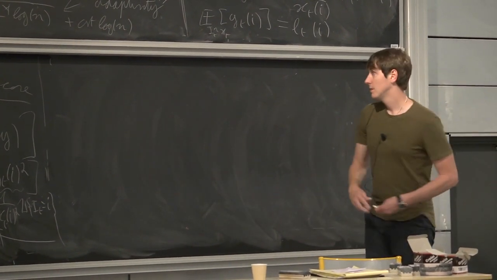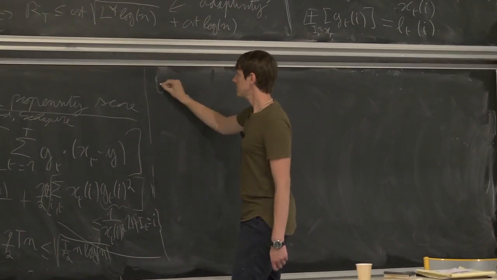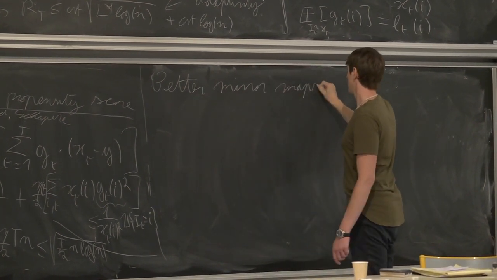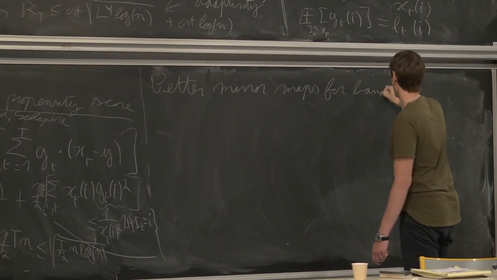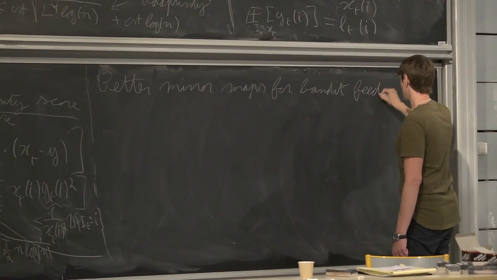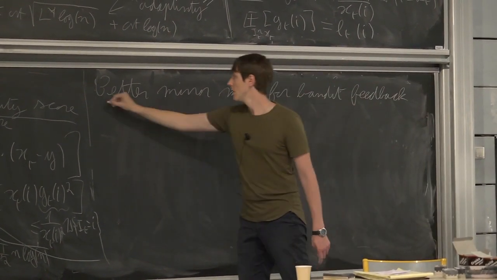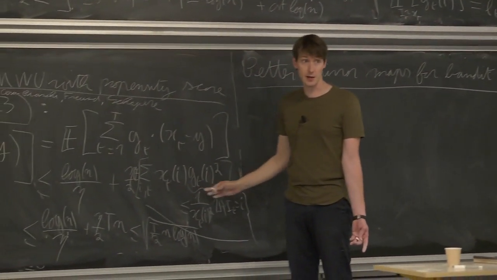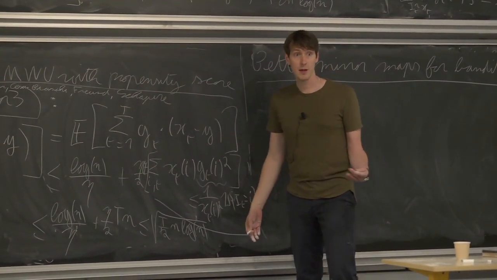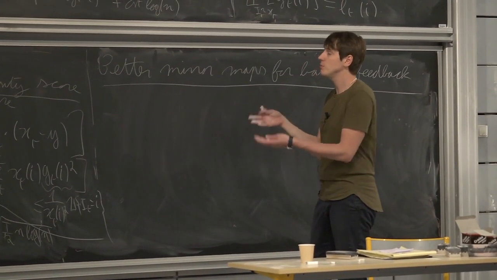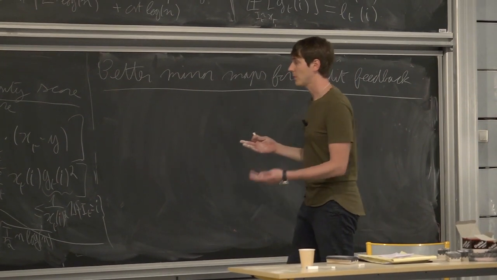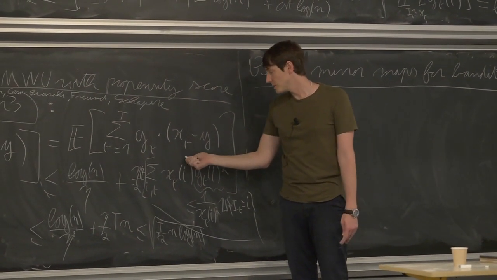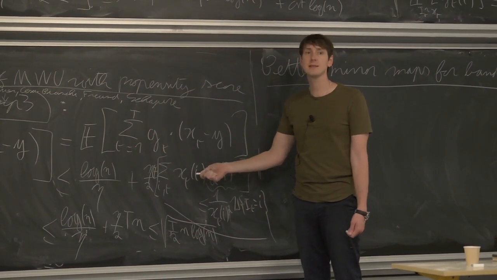Okay. So, better mirror maps for bandit feedback. So maybe to answer your question, actually, you don't get the L star here because this x_t,i got absorbed already. So now we can really reason about the curvature of our mirror map. If we wanted to mimic what happened there, and have one x_t,i left, what do we want? We want that the inverse second derivative should be x squared.